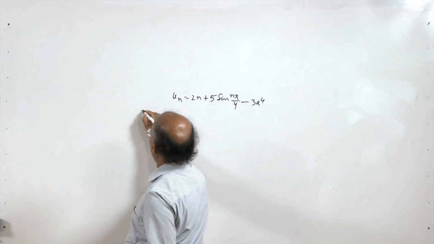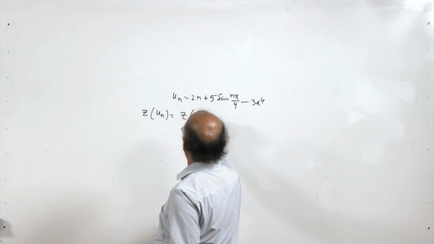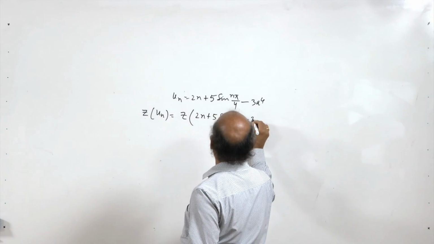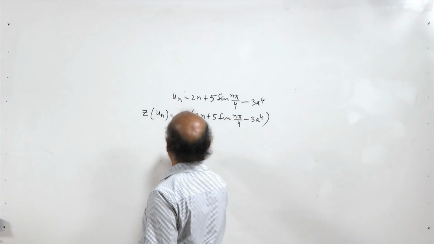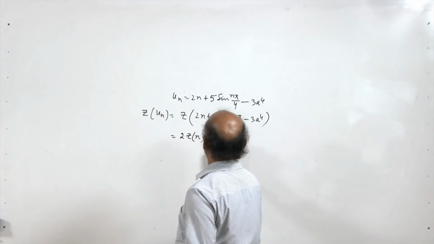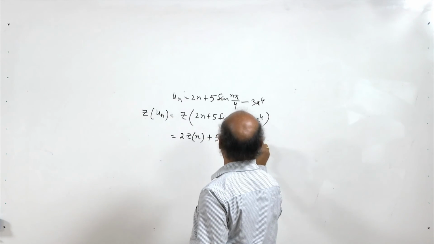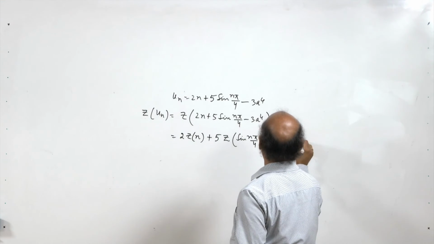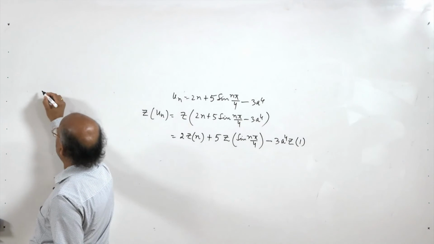Okay. So the z transform of u_n is equal to the z transform of 2n plus 5 sin n pi by 4 minus 3a to the power 4. Now let us apply the linearity property. So by the linearity property, this is 2 times the z transform of n plus 5 times the z transform of sin n pi by 4 and then minus 3a to the power 4 times the z transform of 1.